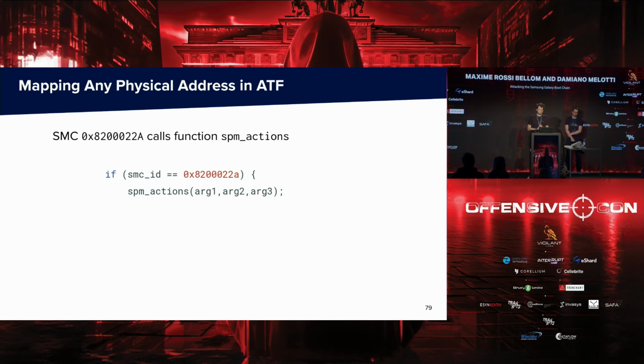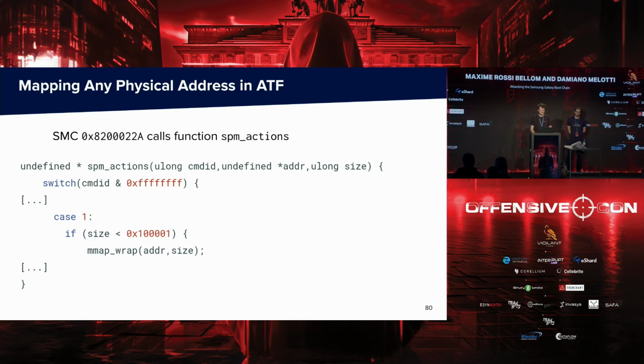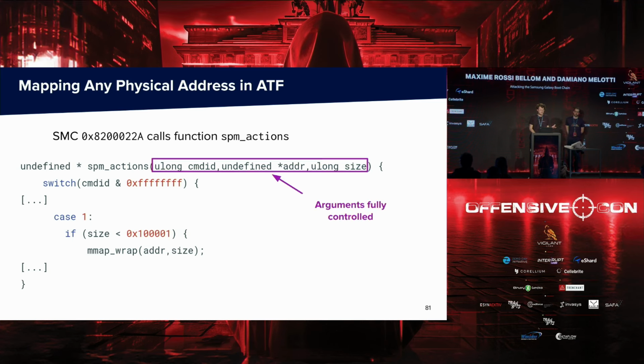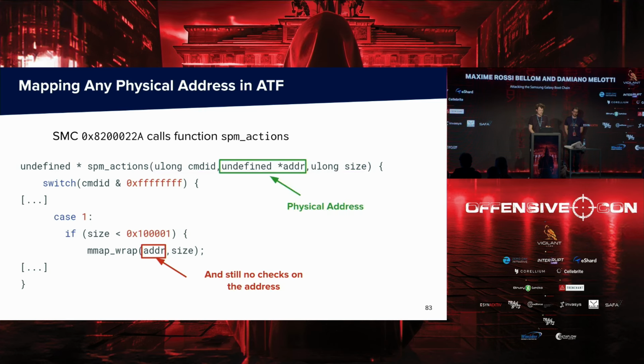With this other SMC, you can end up calling SPM actions. Now, once again, this is a name that we gave through reversing, so we don't know if this is the real name, but we seem to be quite sure that it has to do with power management. And what this function ends up doing is taking the arguments as usual and almost immediately calling a memory map without checking the address in any way. So essentially what happens here is that you can ask to map a physical address to the same virtual address so that it is then accessible by the ATF.